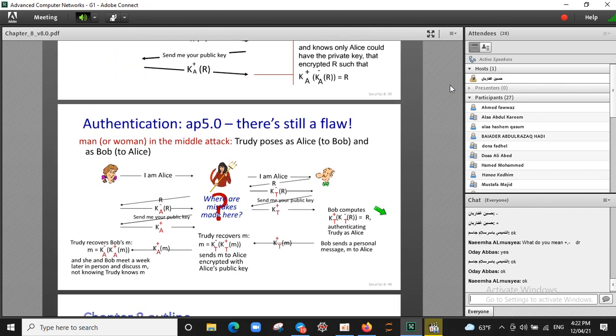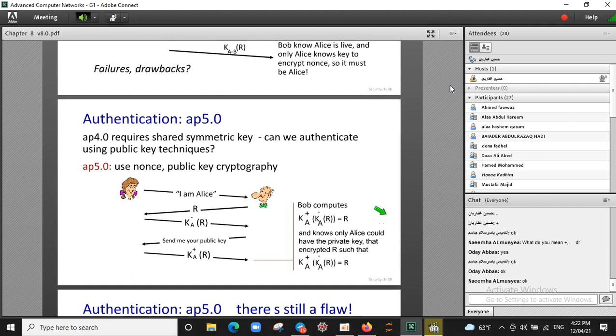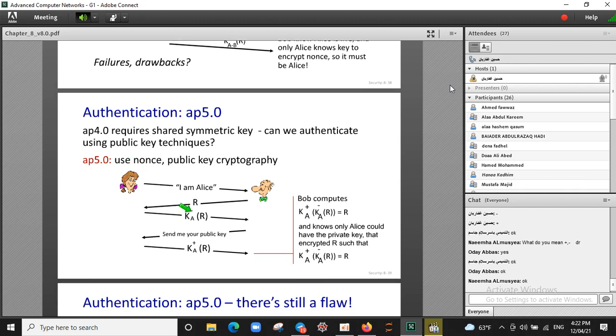Okay, let me talk about this one here. I said that Bob will send a message to Alice, and Alice should answer. Alice must answer or must return the message, but in an encrypted form. Here, Alice will send an encrypted form of message R.